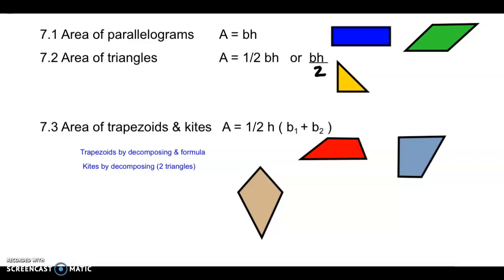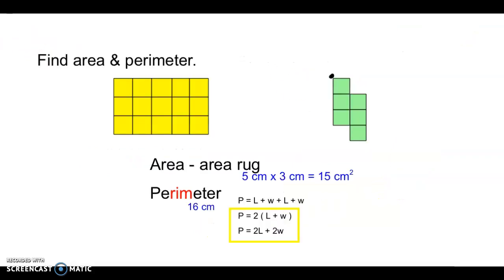So here are the three sections we'll look at this week. We'll talk about area of parallelograms, and then triangles, and then finally area of trapezoids and kites. So that's kind of where we're going for this week.